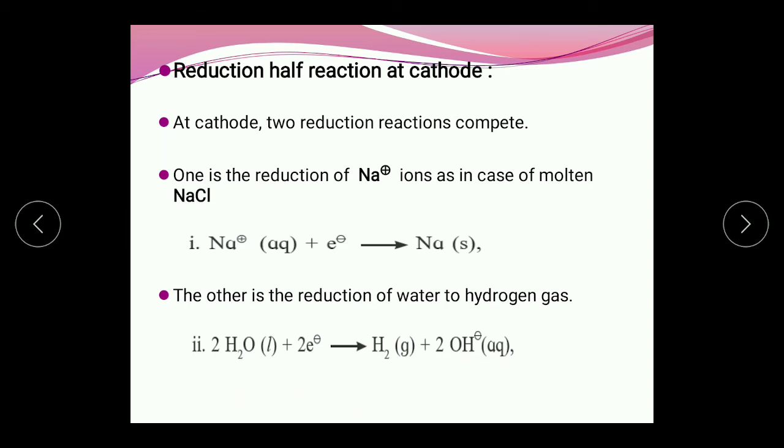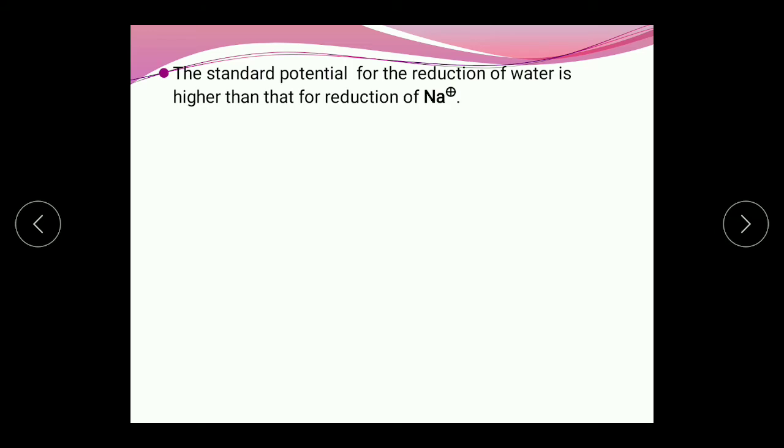Now, out of these two reactions, which one will be the prominent? That we have to decide. For that, we have to consider a new concept, the concept of standard potential. We are going to learn about standard potential in detail later in the same lesson. Just now, consider that the standard potential for the reduction of water is higher than that of reduction of Na+, if we compare these two reactions.